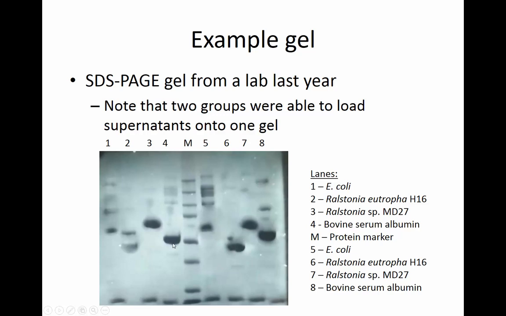supernatant. We also ran bovine serum albumin in here as well as sort of a test next to the protein marker. And we were able to see distinct banding patterns depending on whether the sample was E. coli, Ralstonia eutropha, or the other Ralstonia species. We saw different bands. Some were very thick, which indicates there's a high concentration in there, and others were less concentrated.